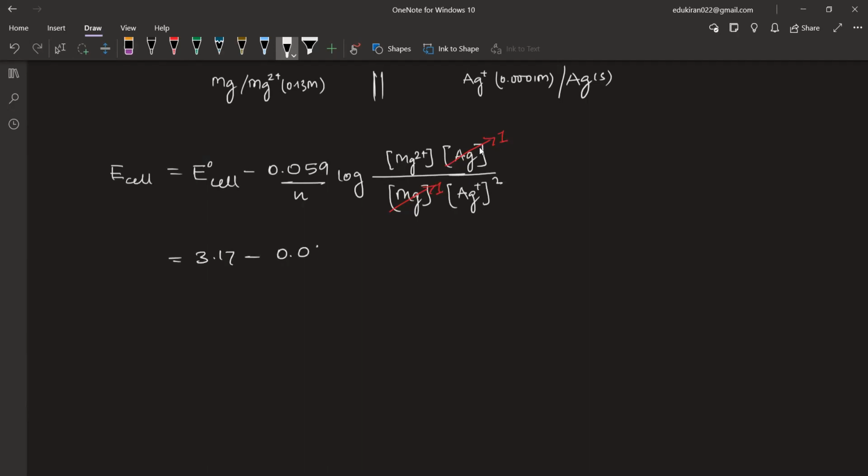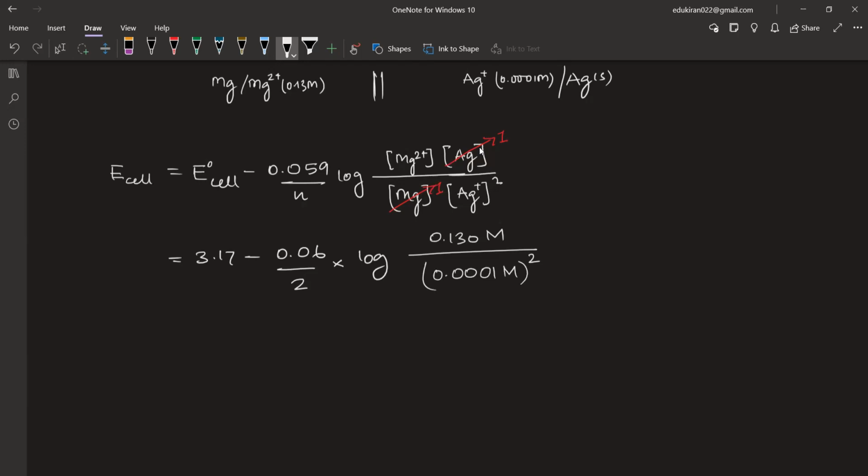You can take this as 0.06 divided by 2 into log of the concentration of Mg2 plus. Tell me, what is the concentration of Mg2 plus? 0.130 molar. And what is the concentration of Ag plus? 0.001 molar, and there will be a square here. Correct? Yes or no?